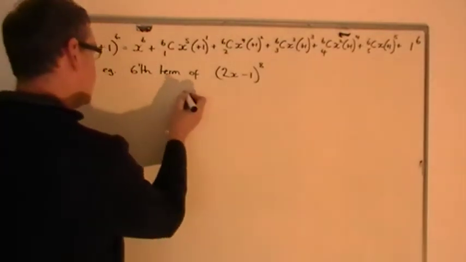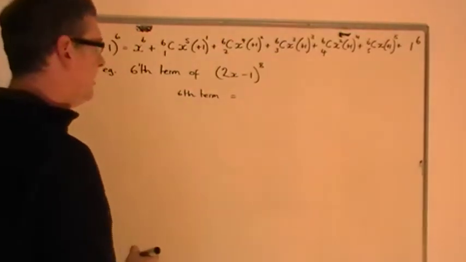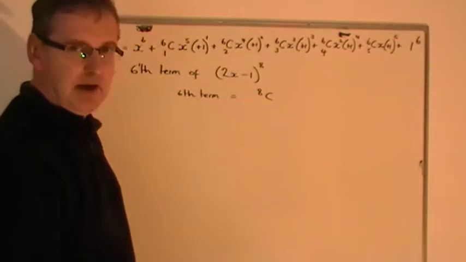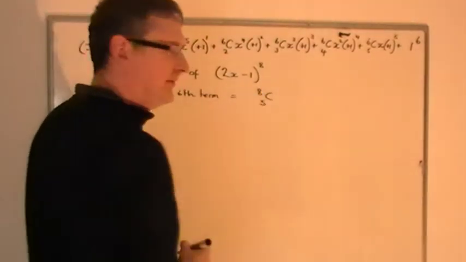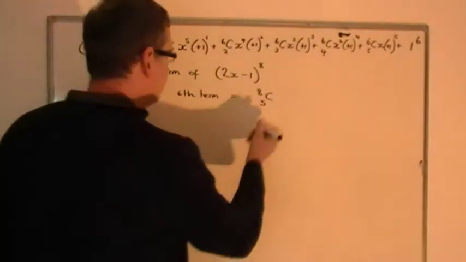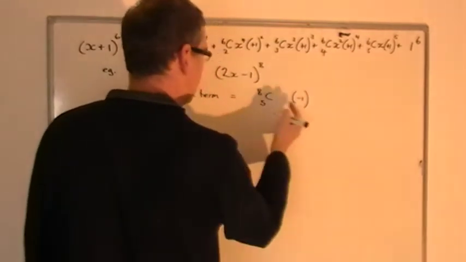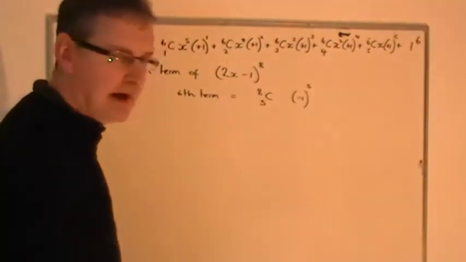Fine, here we go then. So the sixth term will be equal to, well, if it's power 8, you're going to have 8 choose something. Sixth term, you're going to have 8 choose 5. The 5 is one less than the sixth term. Then you'll have the second term, which is a minus 1, and that will be the same power as the choose value 5 there. So it's minus 1 at the end to the power 5.